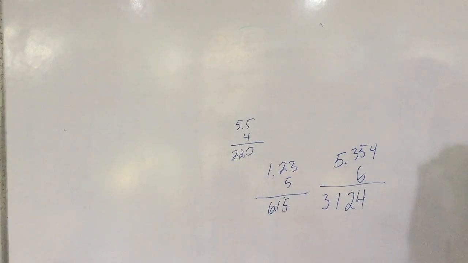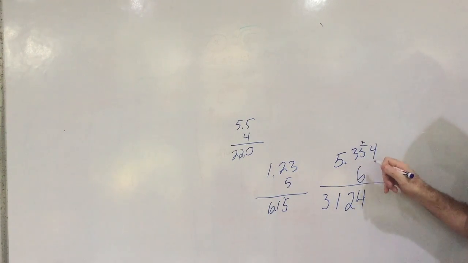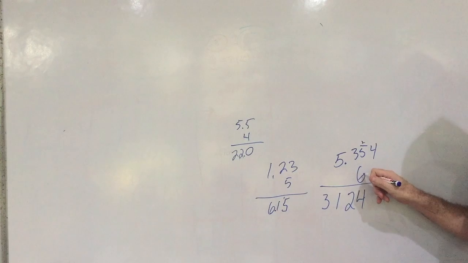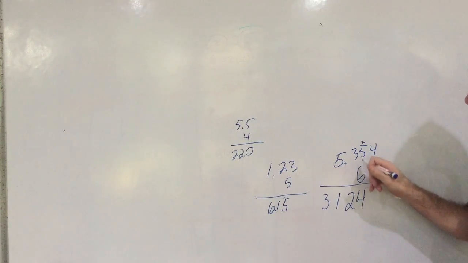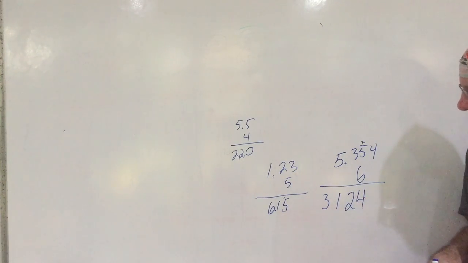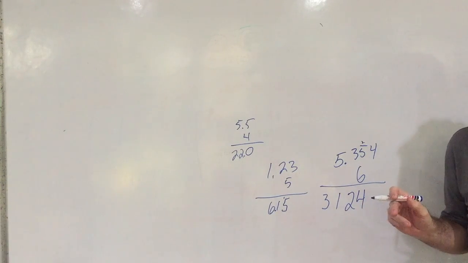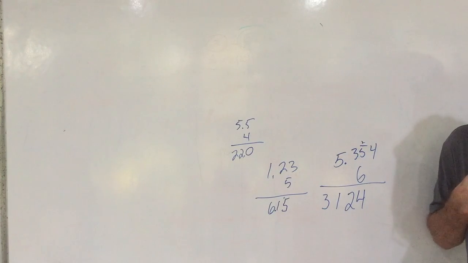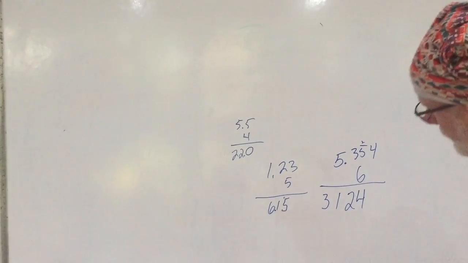So 31.24. 6 times 4 is 24, right? And then 6 times 5 is 32, right? And then 6 times 3 is 18, right? 6 times 3 is 18 plus the 3 is 21, right? Wait, you didn't get the 8. I'm trying to do this. I don't know what you're doing, but maybe it's me. It might be me. Let's start over.